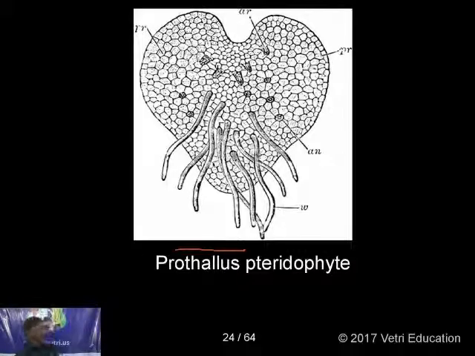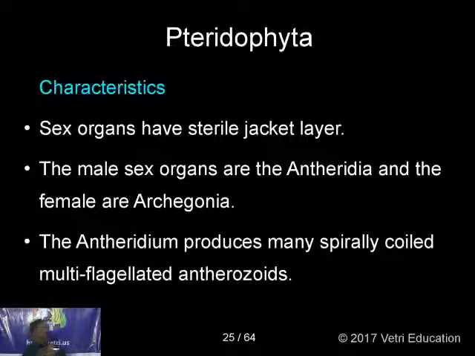Look here, this is the prothallus of a pteridophyte. It is a heart-shaped structure, and on the apical side there is a notch, called the apical notch. On the lower side there are a number of rhizoids for absorption. The archegonia, the female sex organs, develop around the apical notch, and the antheridia develop near the rhizoids. The sex organs have a sterile jacket layer. The male sex organs are called antheridia and the female sex organs are called archegonia.